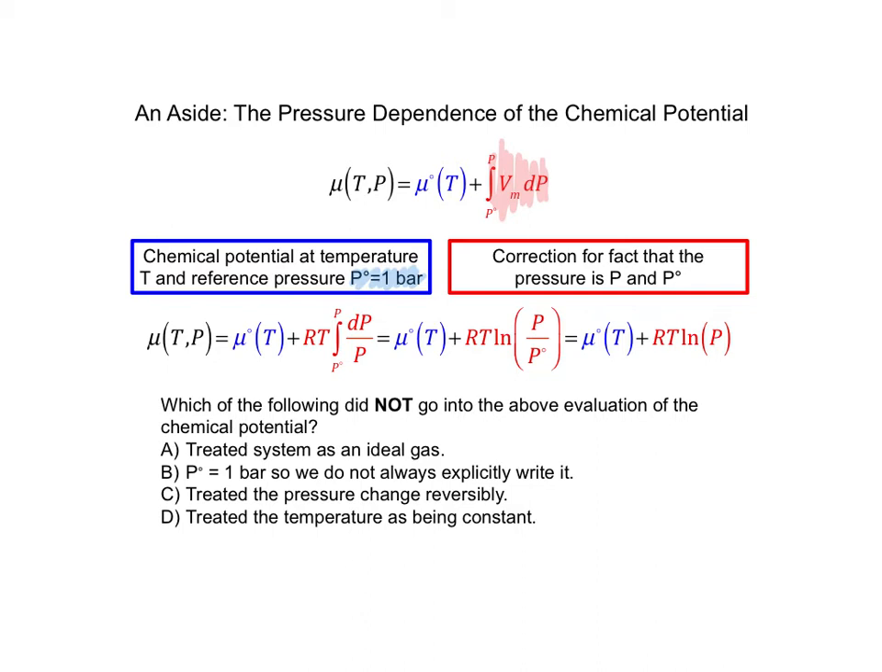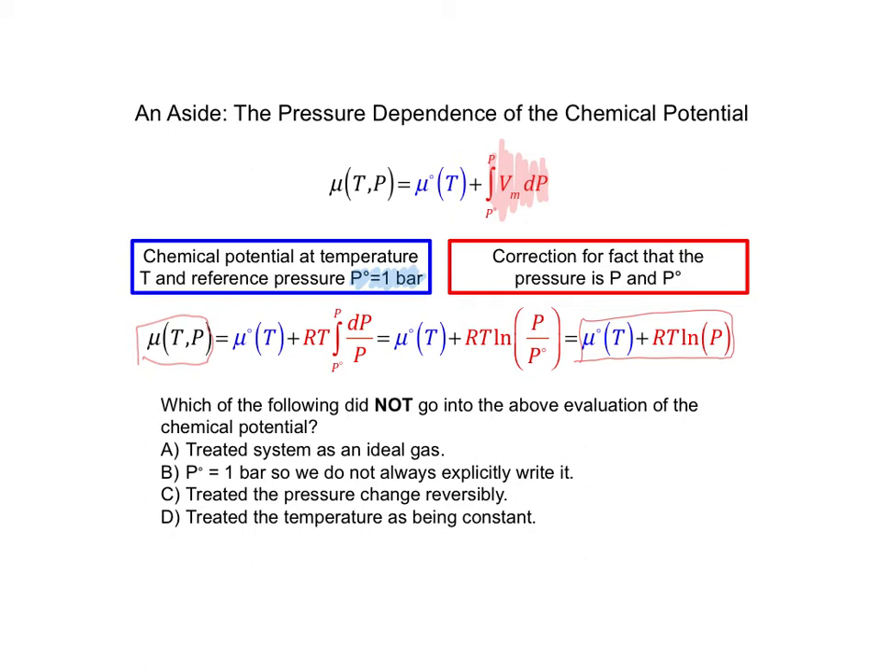And so with some algebra, we can get that the chemical potential mu at some temperature plus RT ln of P is our corrected, our real chemical potential.